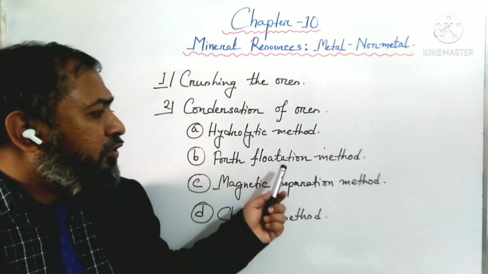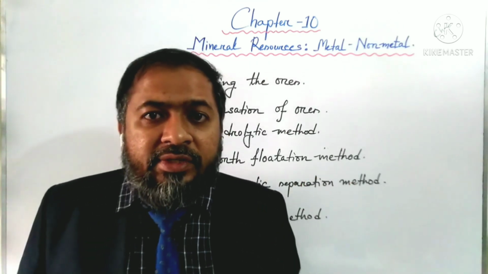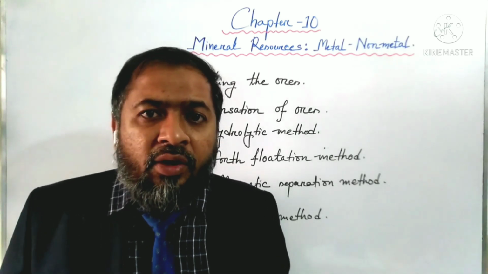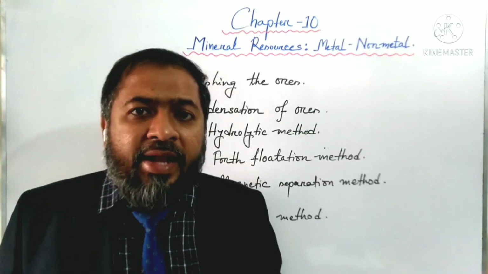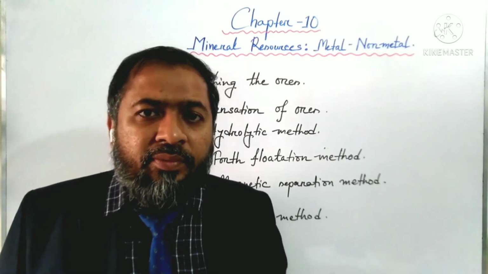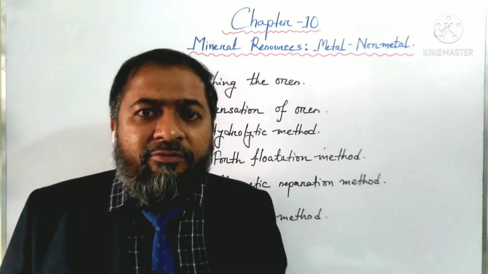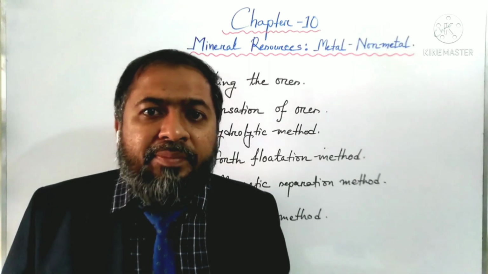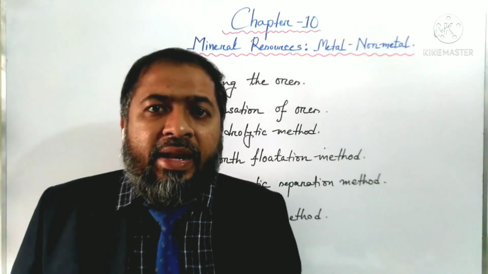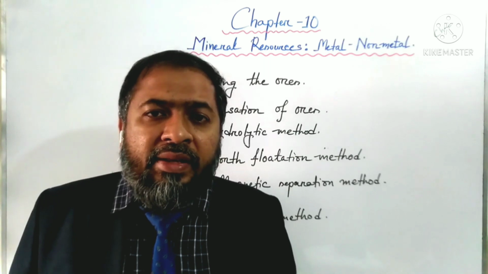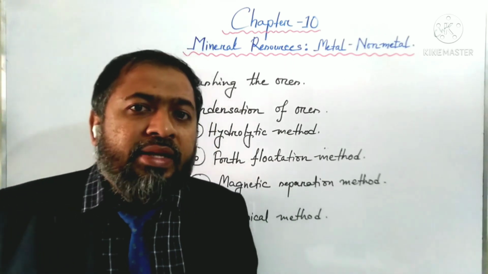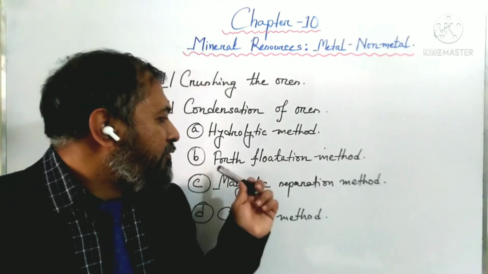The next one is the froth floating method. This method is usually applied for sulfide ore. We take the ores in a large tank where we add water. After adding water, we slowly add oil and we pass air into the solution. In this process, the sulfide ore mixes with air and creates foam and froth, which floats on the top of the container, and the impurities of the ore remain at the bottom. So we take out the froth from the container and we can get the ore by this froth floating method.